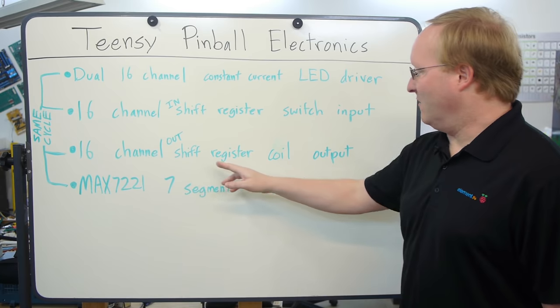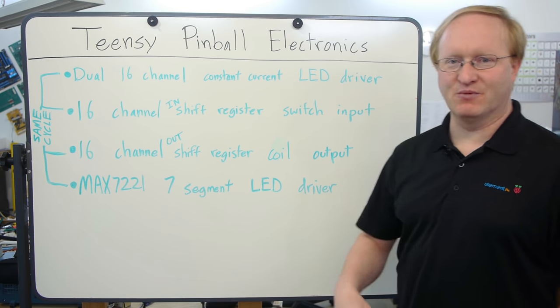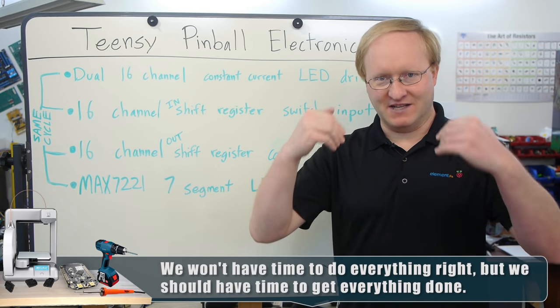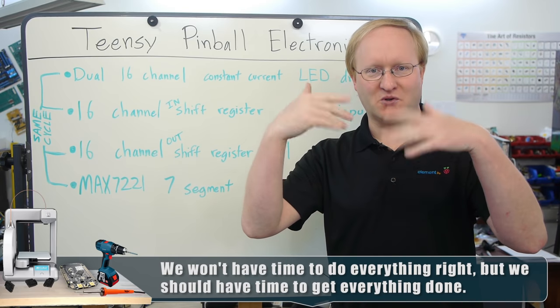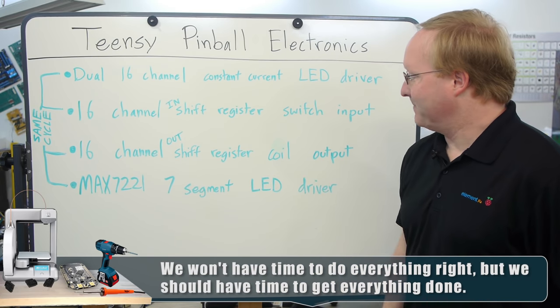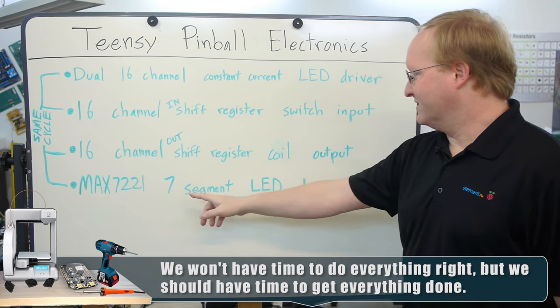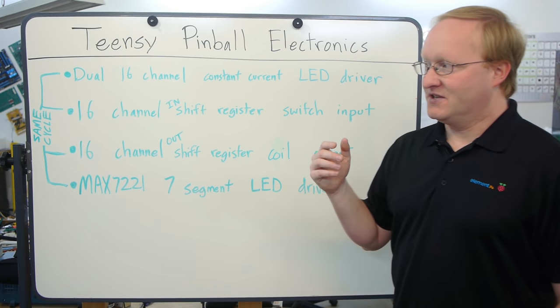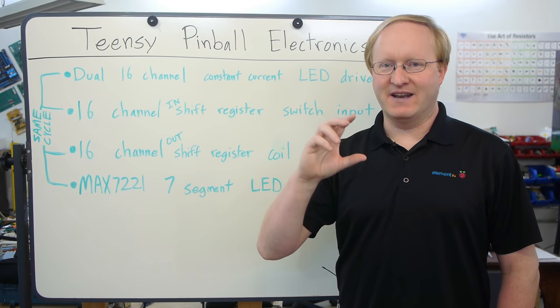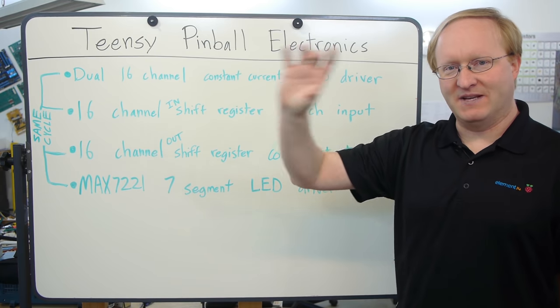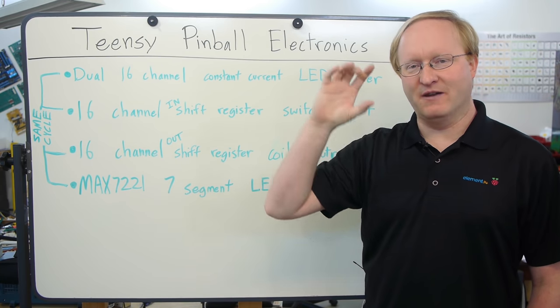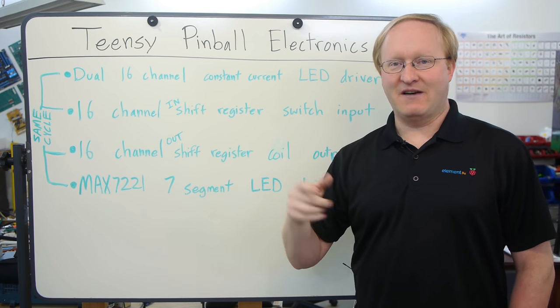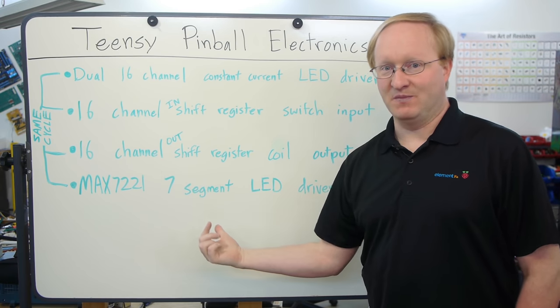A 16-channel output shift register for the coil outputs. This will control higher power things like the actual flippers. They'll use like solenoids. So yeah, we need a control for that. And a MAX7221 7-segment LED driver. This is yet another chip that you shift data into, and it will drive up to 8 LED segments automatically. So instead of us having to constantly update them, this chip will do it for us.